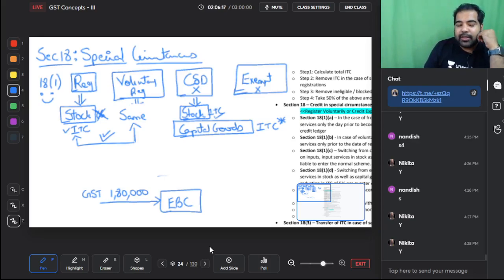Same way, the government says, for how many quarters did you use it for your exempt supply? Let's say you use it for 5 quarters, then 5 quarters into 5%, 25% we will not give you, but 75% credit we will give you.